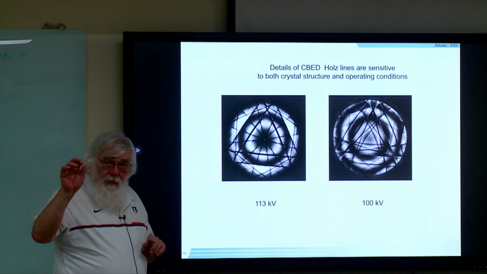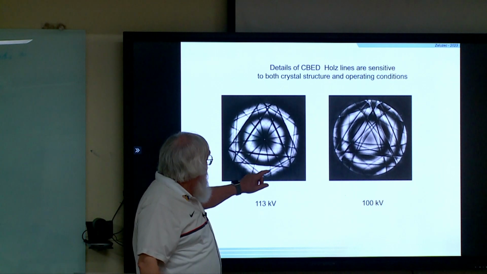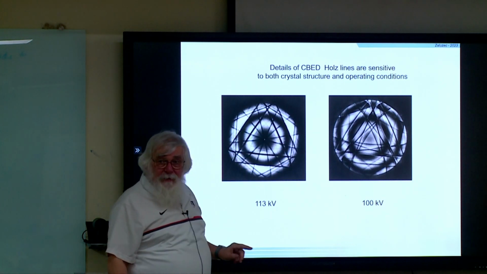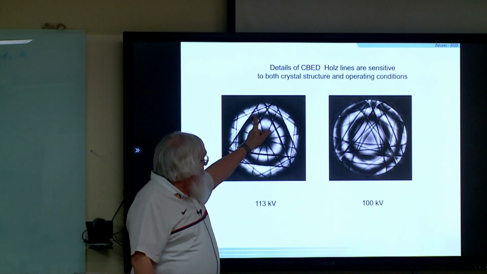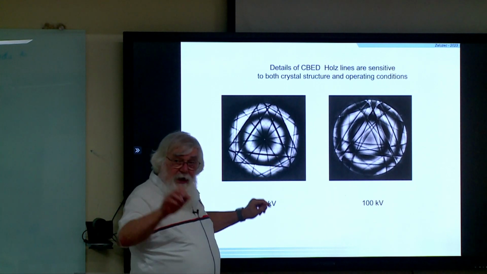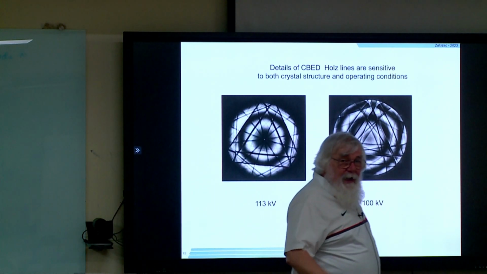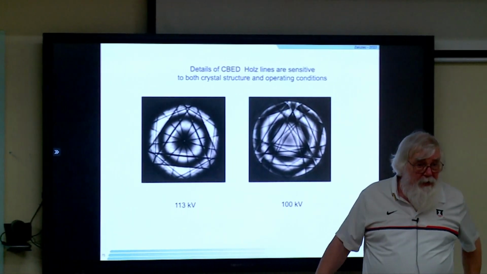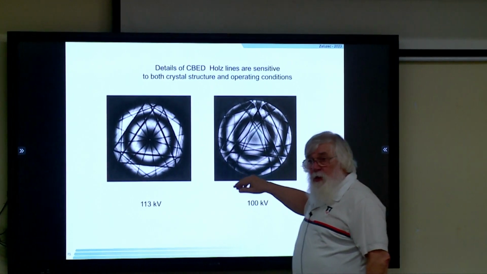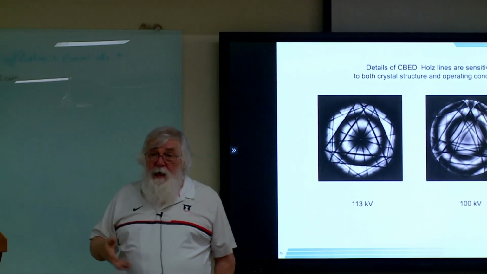But the very nice thing about these higher order Laue zone slides, and this one is threefold symmetric, by the way, you notice this one is perfectly symmetric. You notice how these Holtz lines cross. If I change the accelerating voltage a little bit, I go from 113 to 100. And on some microscopes, you can tune the voltage very easily. You see how those lines change spacing? So if you really need accurate measurements of your accelerating voltage, can you do it?